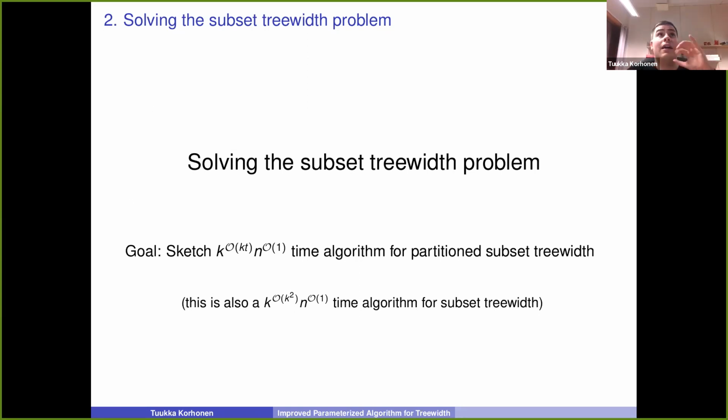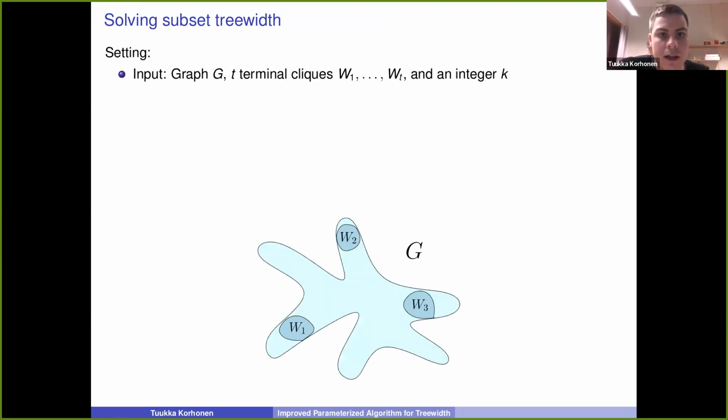Naturally in the algorithm, we will start with these single vertex terminals and make them into terminals that are a bit larger cliques. And yeah, so this is the setting. So this could be a recursive algorithm that calls itself. For each recursion, the input is this graph G and these t terminal cliques W1 through Wt, and integer k will be the target width.